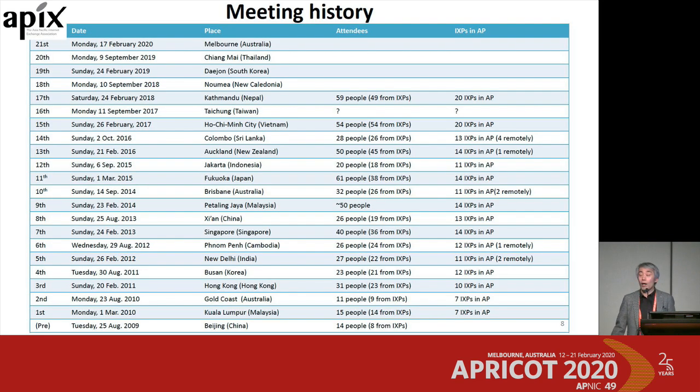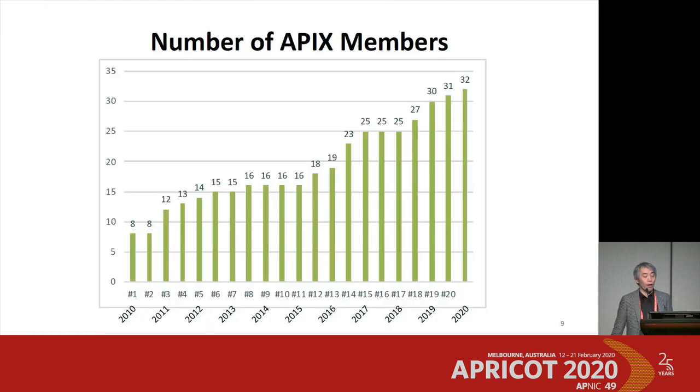We have a long meeting history, and in these days the number of attendees is increasing. This time we had 60 or 70 attendees. The number of APIX members is also gradually increasing. At first, there were 8 members, then gradually increasing. Some years there was no increase, but then 3 or 4 members a year joined. So currently we have 32 members.